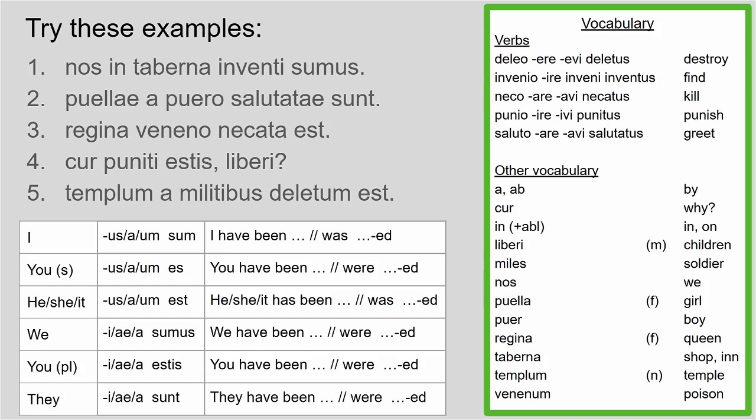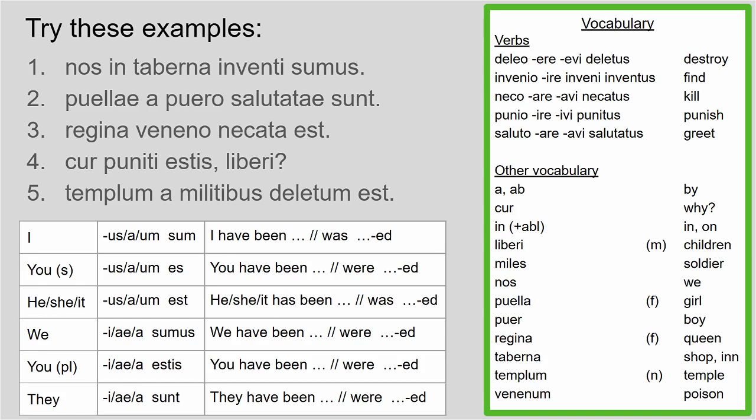Number 2, puellai a puero salutatai sunt. So always checking the verb first. I have sunt, the present tense of the verb to be, and then I check just in front of it and I see that I have got salutatai, which I know from my vocabulary is a perfect passive participle of the verb to greet. So salutatai sunt, I now know if I look down my list, is a they version of a perfect passive verb.